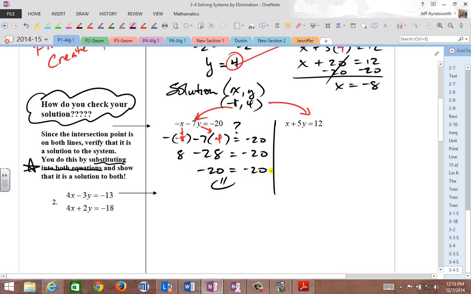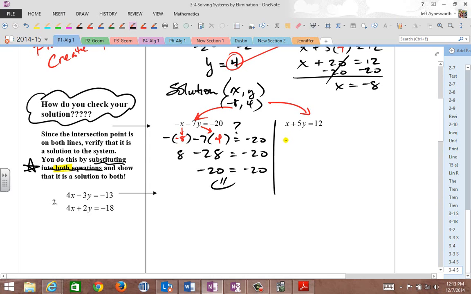We say that it satisfies this equation, which means that it is a point or a solution of that equation. But to be a solution to the system, it has to satisfy both equations, not just one. Hence the word both equations.